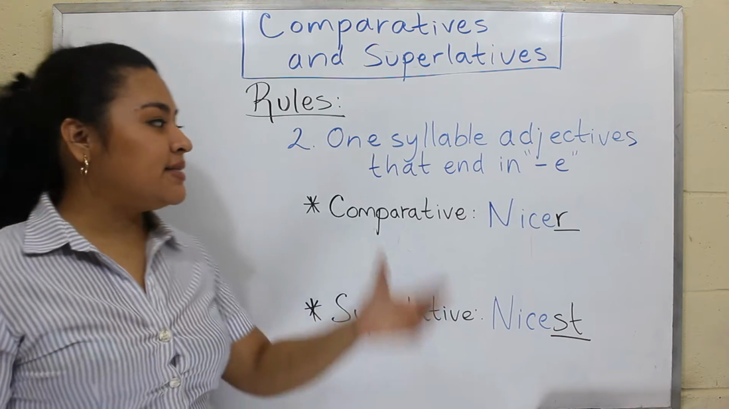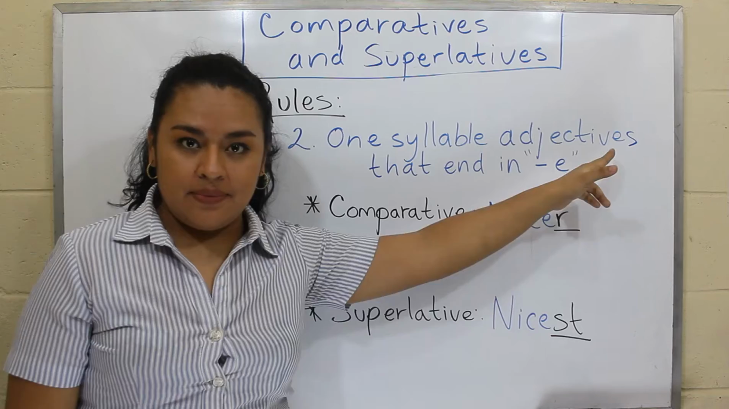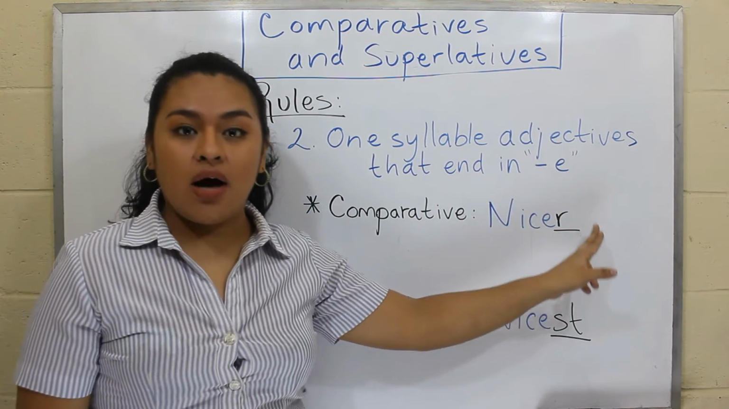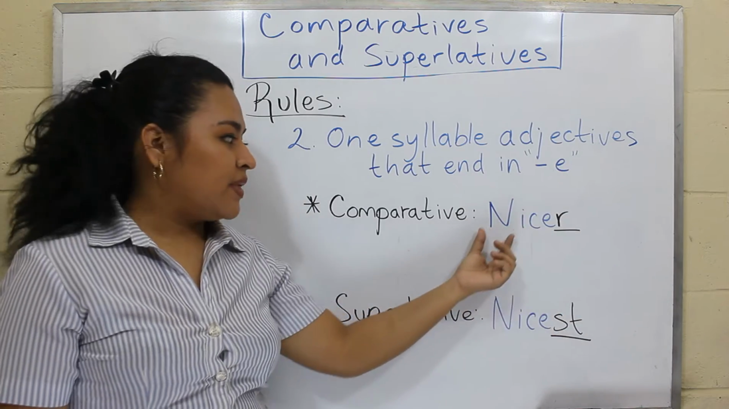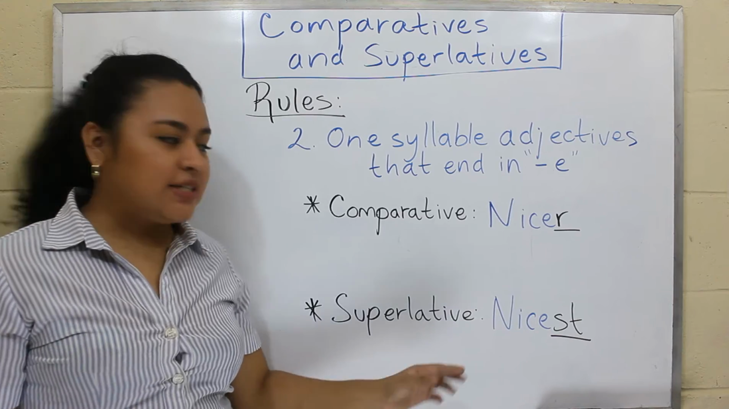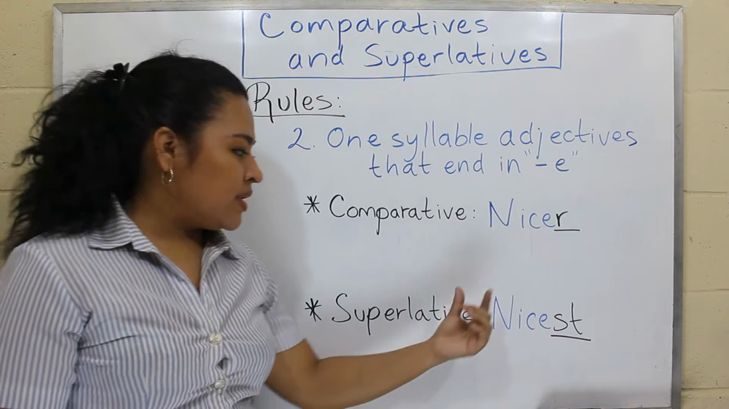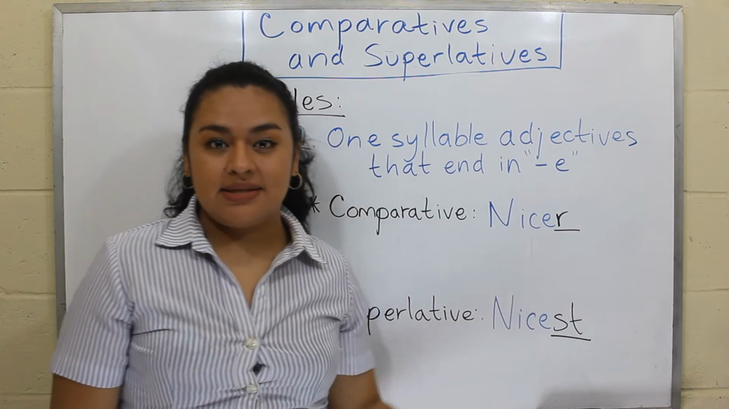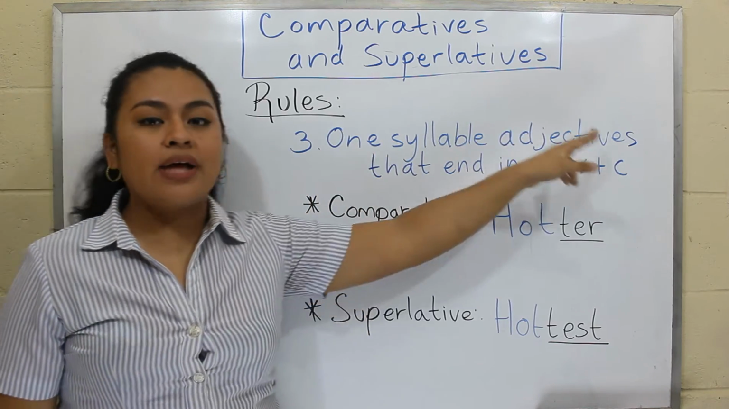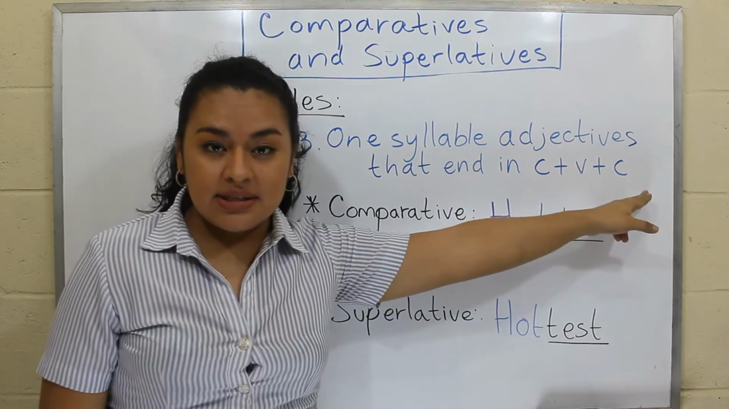The second case is for one-syllable adjectives that end in e. To create the comparative, we add the consonant r at the end of the adjective. Nice, nicer. And to create the superlative, we add "st" at the end of the adjective. Nice, nicest.